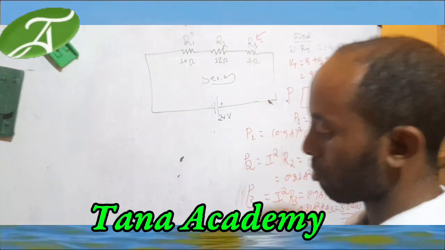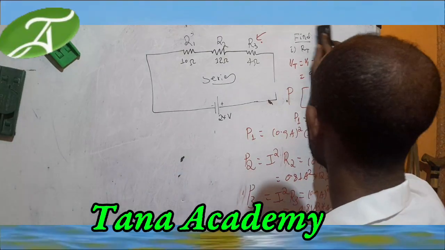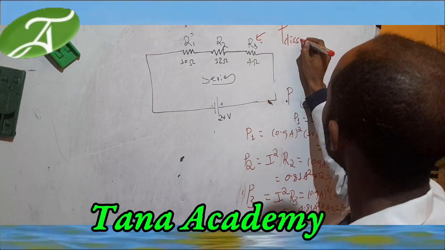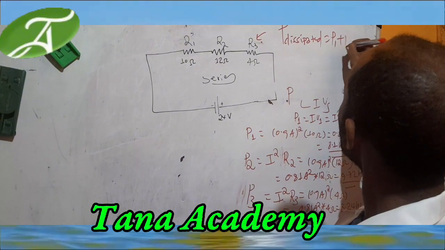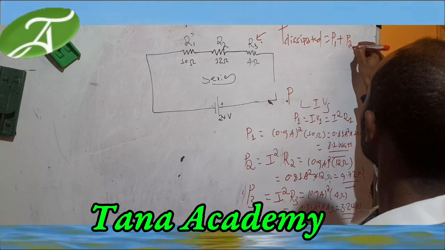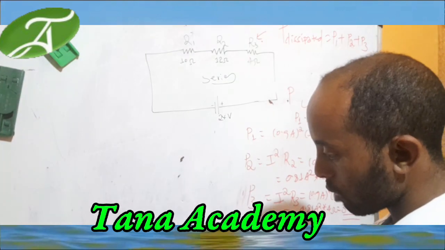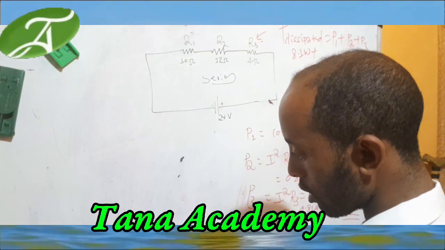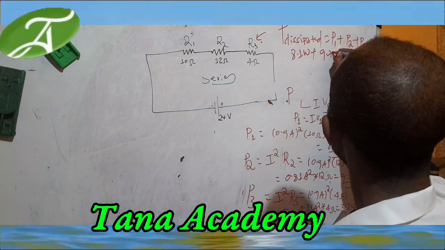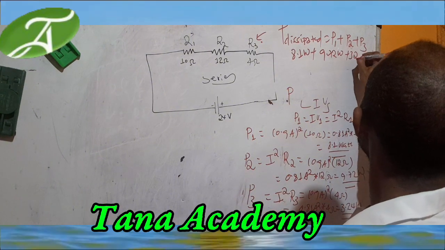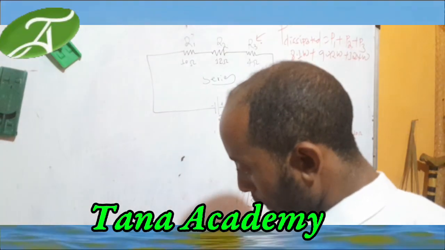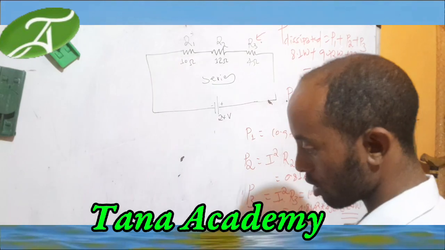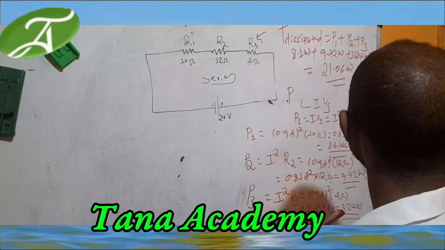Therefore, dissipated power equals P1 plus P2 plus P3, 8.1 watt plus 9.72 watt plus 3.24 watt, and it becomes 21.06 watt.